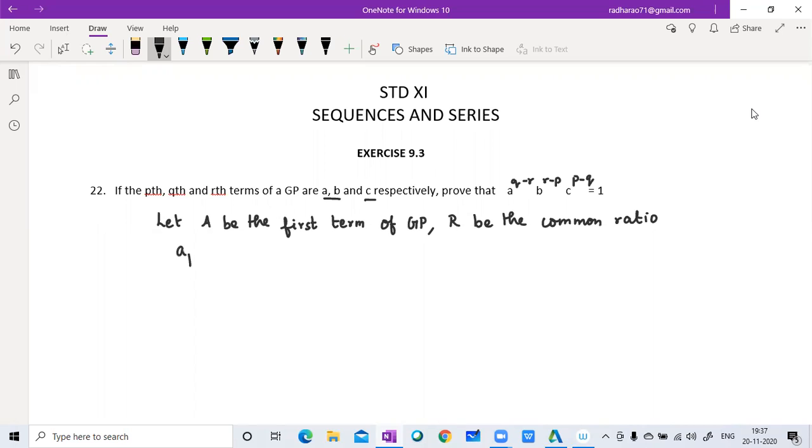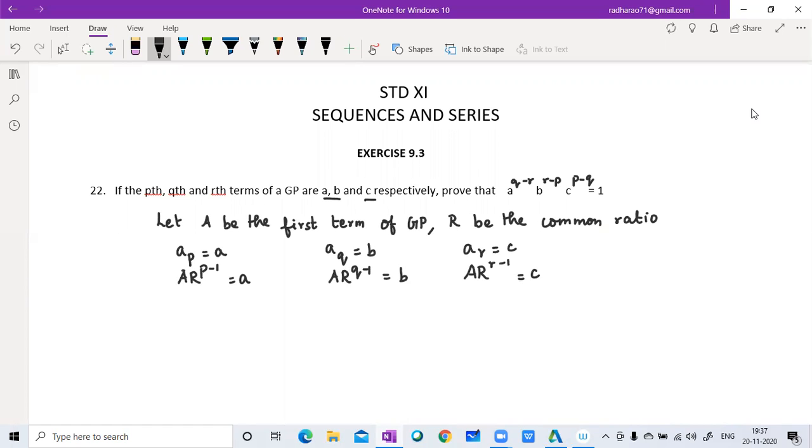That is, a_p is given as a. How do you write a_p? A R^(p-1) is given as a. And the qth term is given as b, so a_q is given as b. How do you write a_q? A R^(q-1) is equal to b. And the rth term is given as c, that is a_r is given as c. How do you write a_r? A R^(r-1) is equal to c.